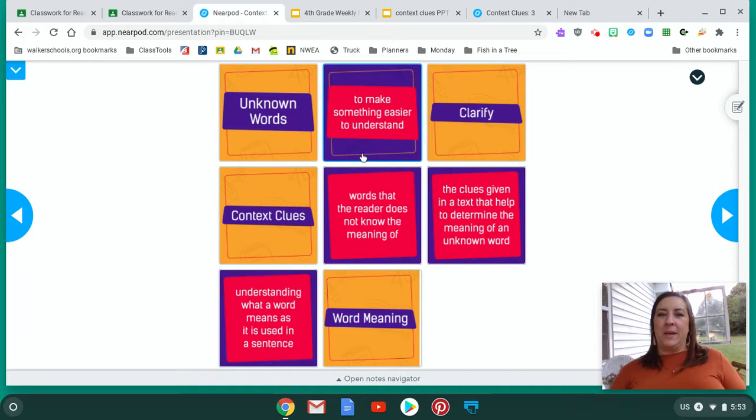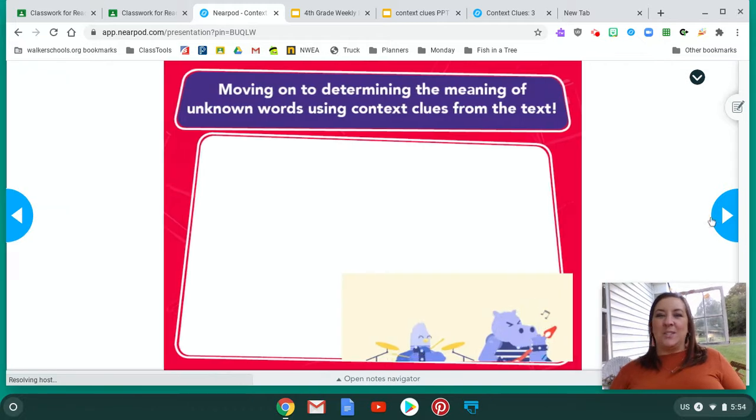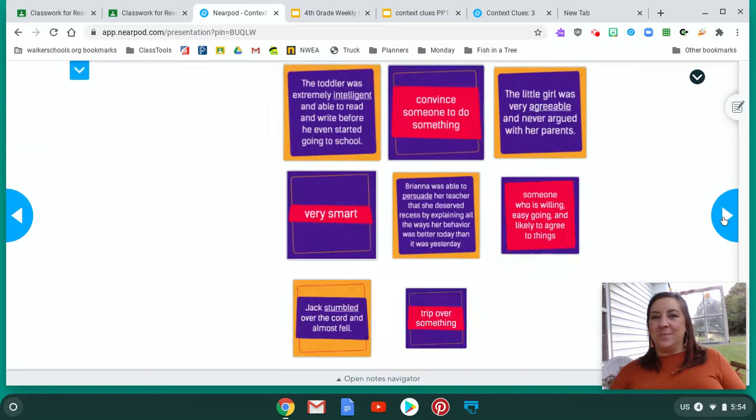I wonder what that could be. To make something easier to understand. Oh, I know that one. That is clarify. Clarify, to make something easy to understand. So all I did there was click on the word and click on the definition and match them up together. The next slide asks you to determine the meaning of unknown words from the text.